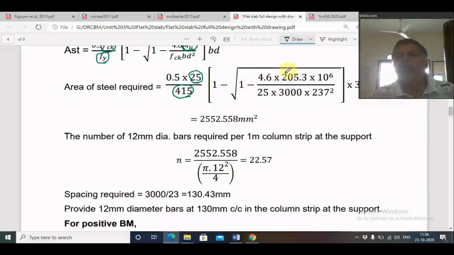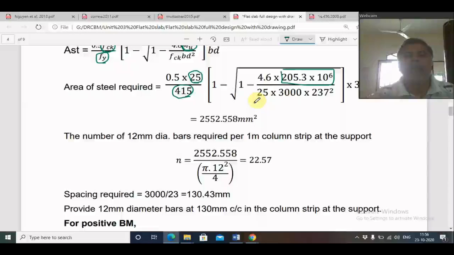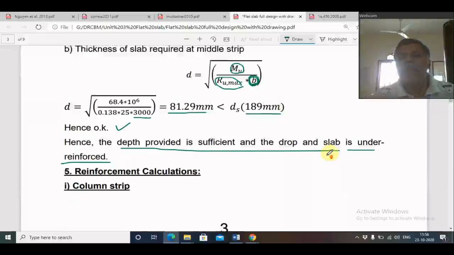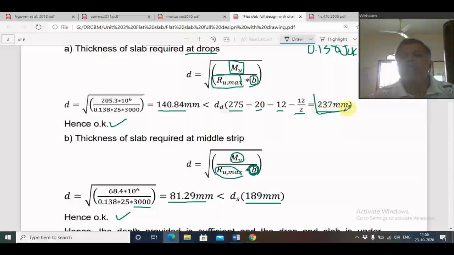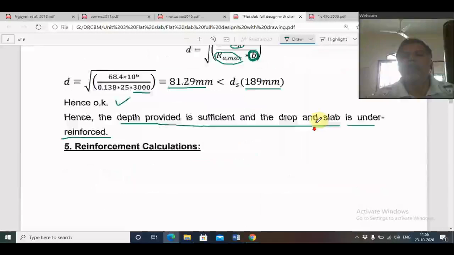So I am using 205.3 into 10 power 6 to make it Newton millimeter. Then fck 25, B again. The column strip size is 3 meters by 3 meters. There is no confusion on that. Then the effective depth at the drop, provided as 237. Already we have worked that out here. That value is 237. I am using the same value of 237 here.